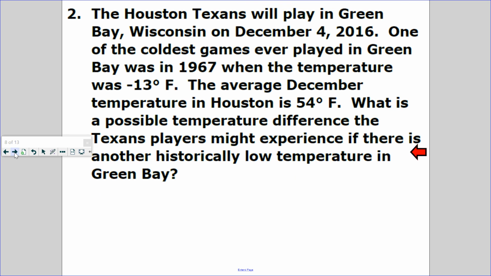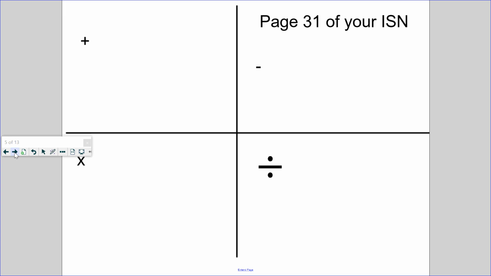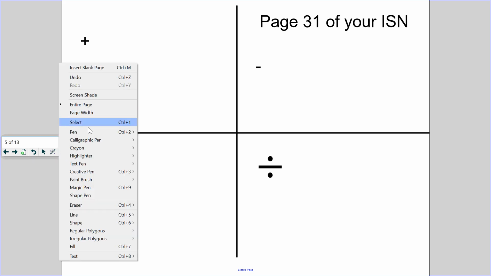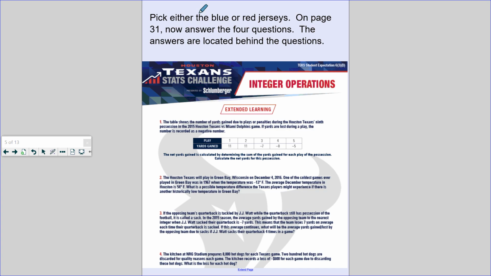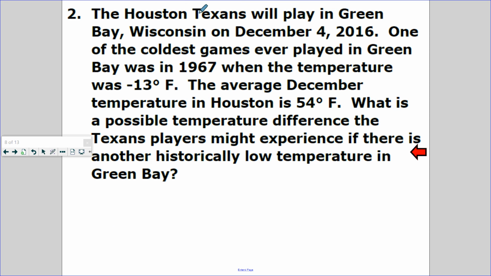The Houston Texans, so that's an addition problem. So we did an addition problem. So highlighter, check. Next one, the Houston Texans will play in Green Bay, Wisconsin on December 4th, 2016.